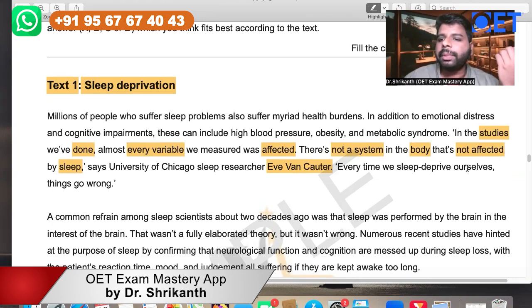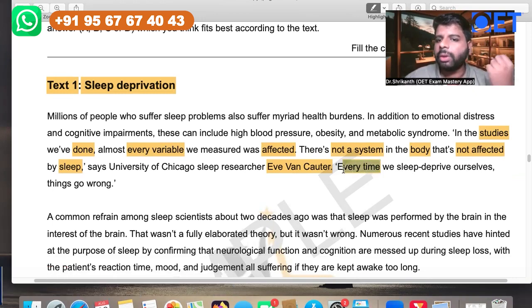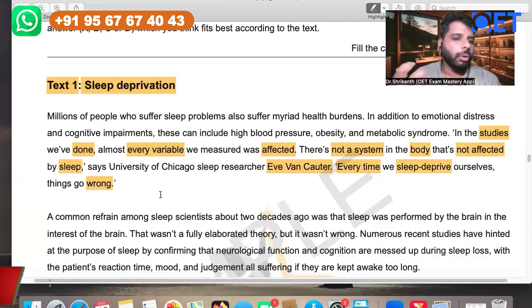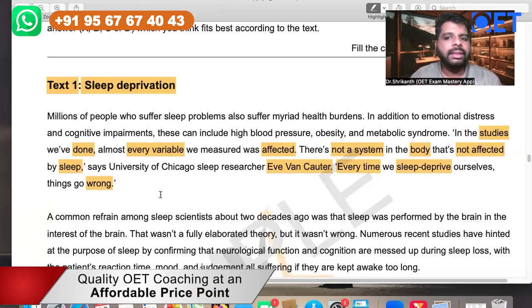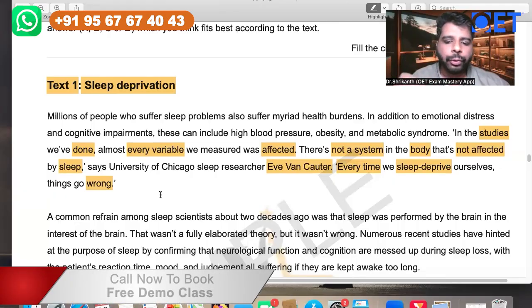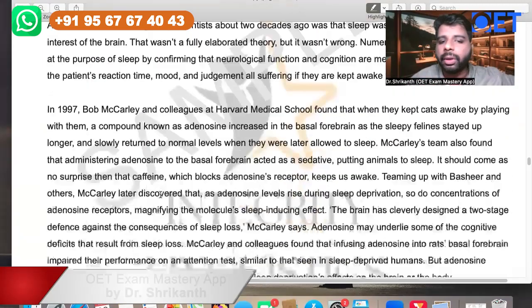Every time we sleep deprive ourselves, every single time, okay? Not just 5 out of 10 times, 10 out of 10 times, 100%. 100% of the times we sleep deprive ourselves, things go wrong. Okay, things go wrong. So what is the emotion over here? Every single time we deprive ourselves of sleep, things go wrong. Now, the first paragraph is not telling why the writer is using these words. Is he telling, okay, I'm using Yvonne Cotter's words to show this message? It is not mentioned, so you have to infer. You have to infer by reading, comprehending, understanding, reflecting, and coming to your own inference.